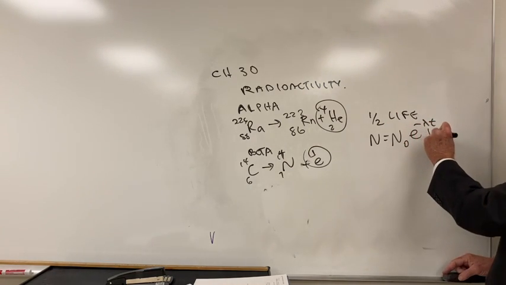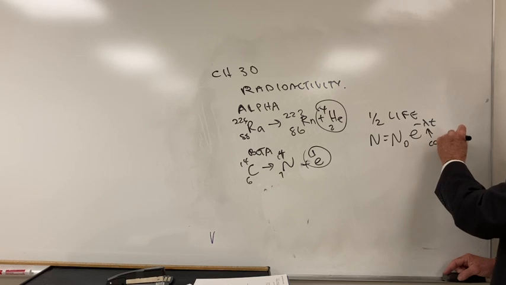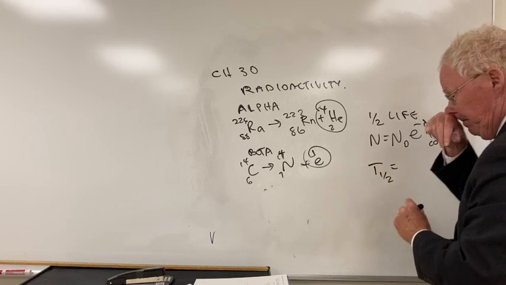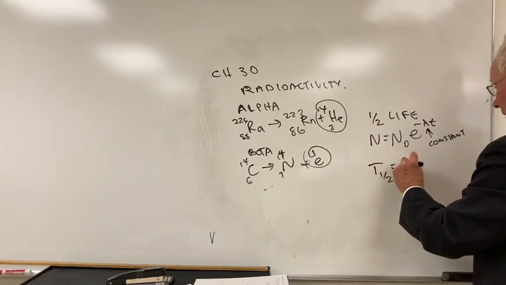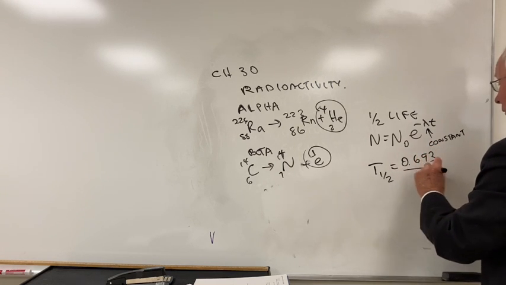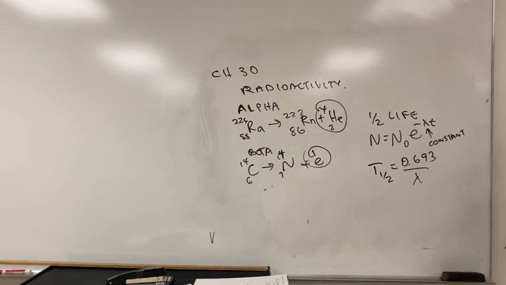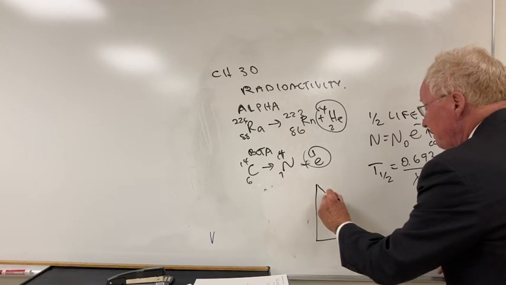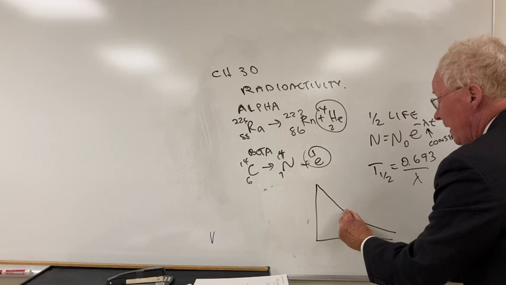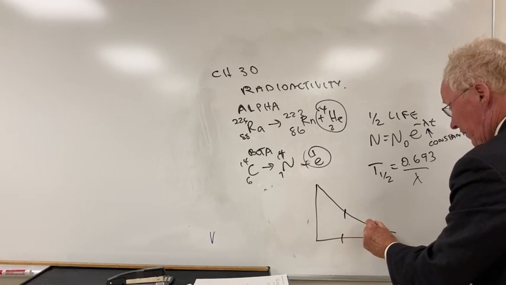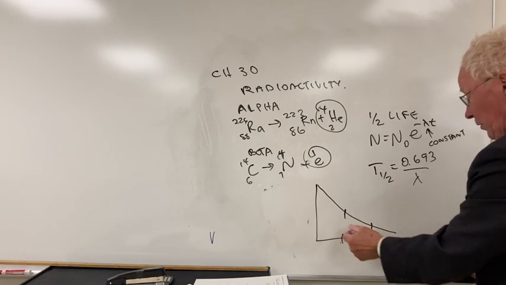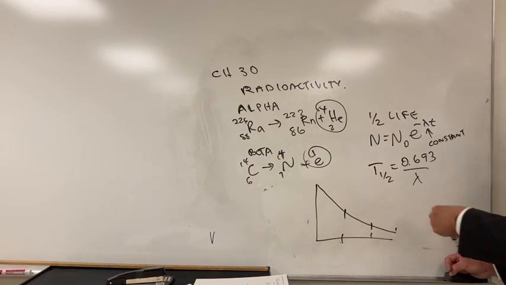Time, so this is a decay constant. And the half-life is 0.693 over lambda. And we talked about radioactive decay, which is that every half-life, half of it is left. So one half-life, you get half. Two half-lives, you get a quarter left. Three half-lives, you have an eighth left, and so on.